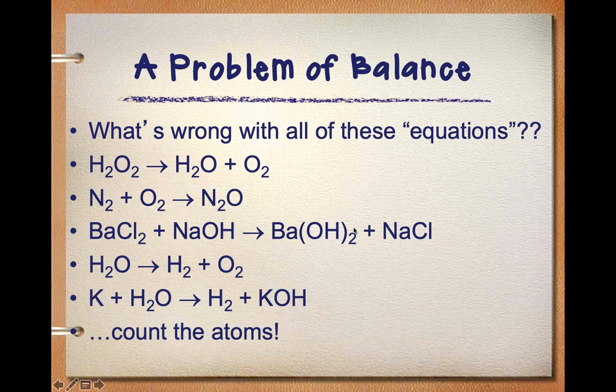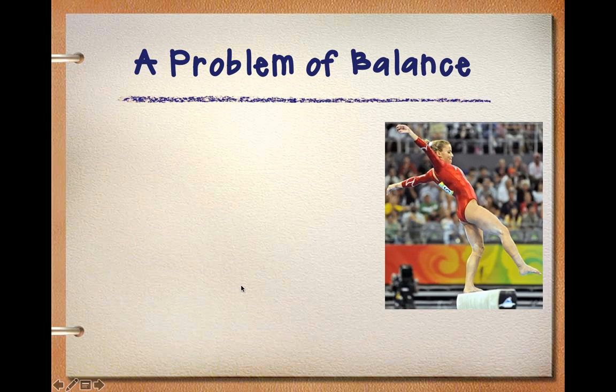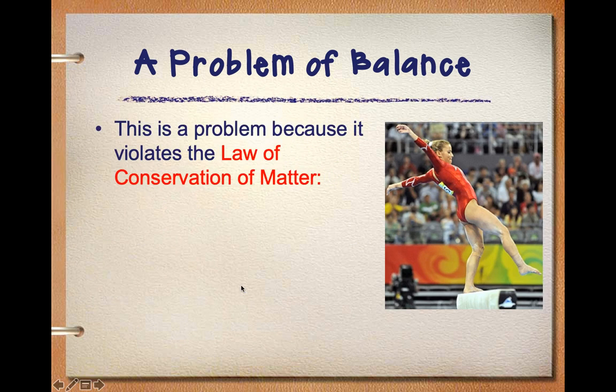So when we look at equations, that word equation means that it's supposed to be equal. But look here. I've got 1, 2, 3, 4 atoms on this side and 1, 2, 3, 4, 5 atoms on this side. That doesn't seem allowed. I have 1, 2, 3, 4 atoms on this side and 1, 2, 3 atoms on this side. Wait a second. For all of these, there's a problem with balance. And the reason that's a problem is because of this thing called the law of conservation of matter.